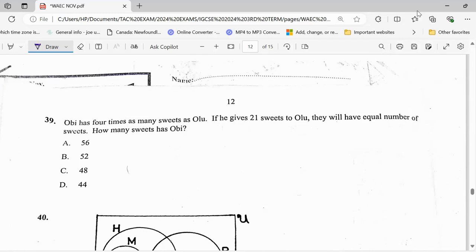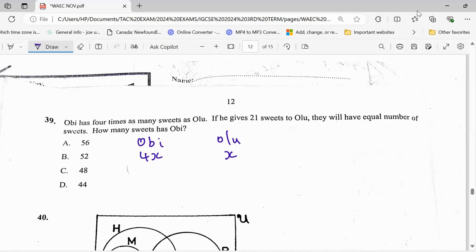Obi has 4 times as many sweets as Olu. If he gives 21 sweets to Olu, they will have an equal number of sweets. How many sweets has Obi? So now here we have Obi. This side we have Olu. Each time Olu has s sweets, Obi is going to have 4s, because we are told here that Obi has 4 times as many sweets as Olu. So if Olu has 2, Obi will have 8, which is 4 times 2.